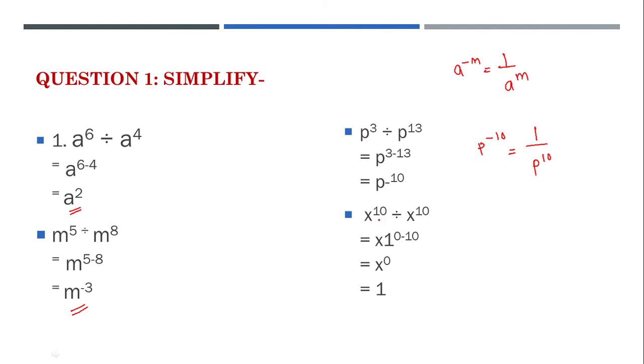Then x raised to 10 divided by x raised to 10. Children, both of them have the same values. So we know what to do. Take the common base and subtract the powers. It will be x raised to 10 minus 10. So we will get x raised to 0. And any number raised to 0 is 1. So this is a special case. Okay. Then let's move ahead.